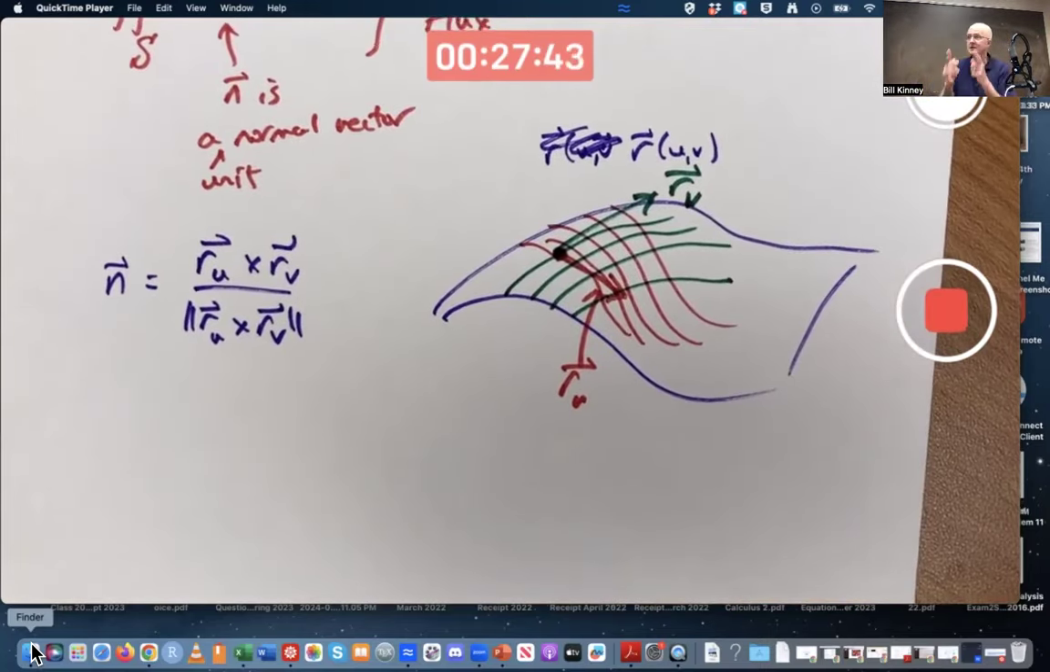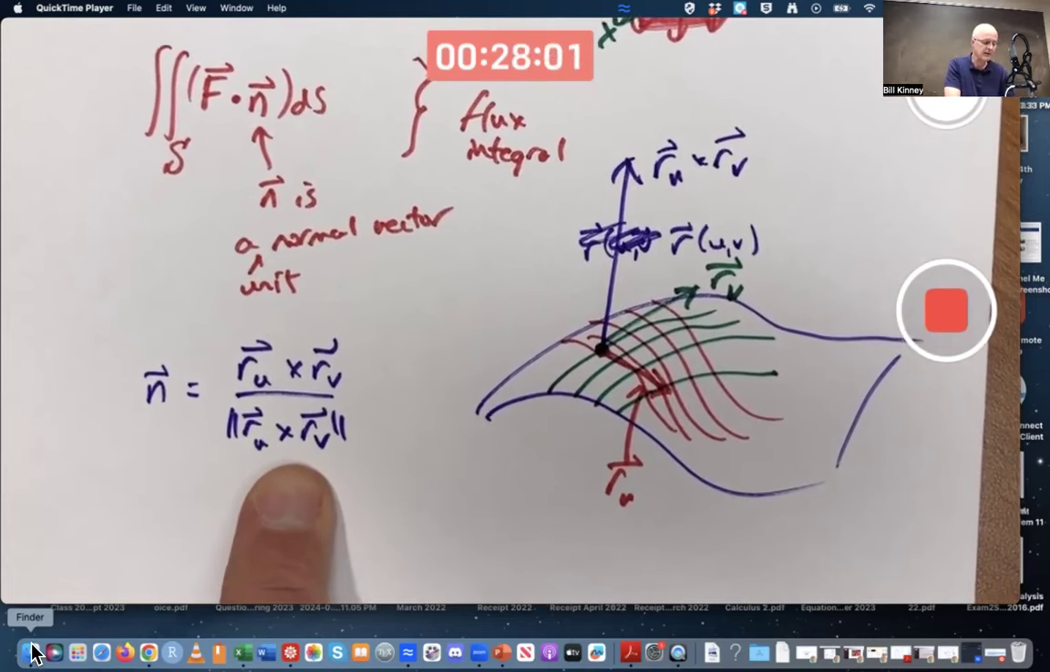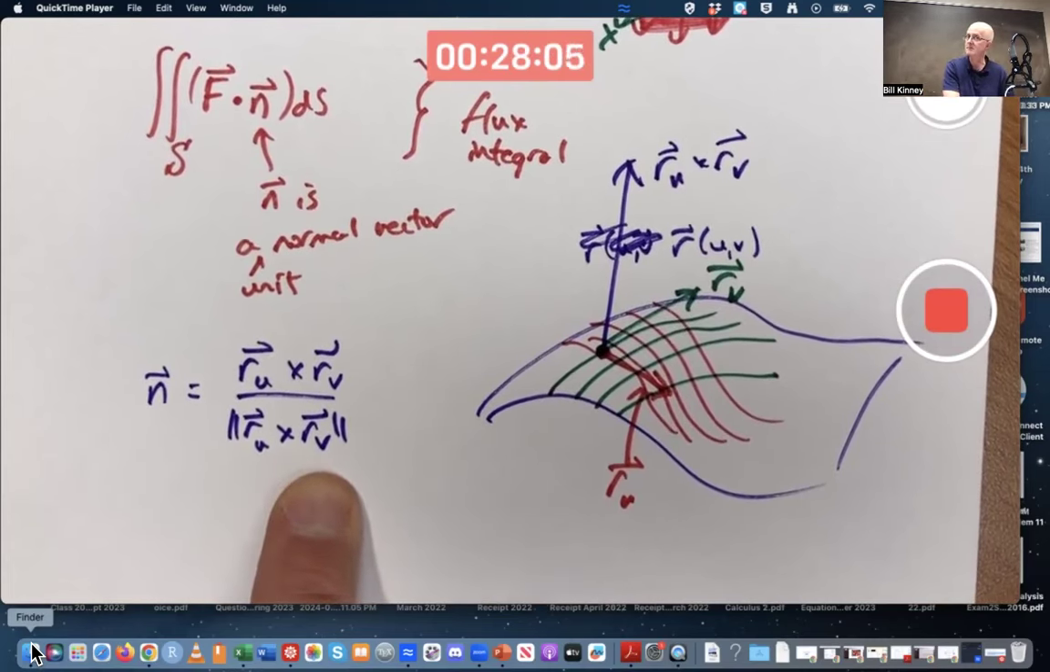As long as they're not parallel, you can form the cross product, and it's going to be perpendicular to the surface. RU cross RV. Normal to it. To create a unit normal vector, just divide by its magnitude, as long as you're not dividing by 0. And you won't be dividing by 0 as long as RU and RV are not parallel. When they are parallel, that's kind of a degenerate case, and we want to mostly try to ignore that case.